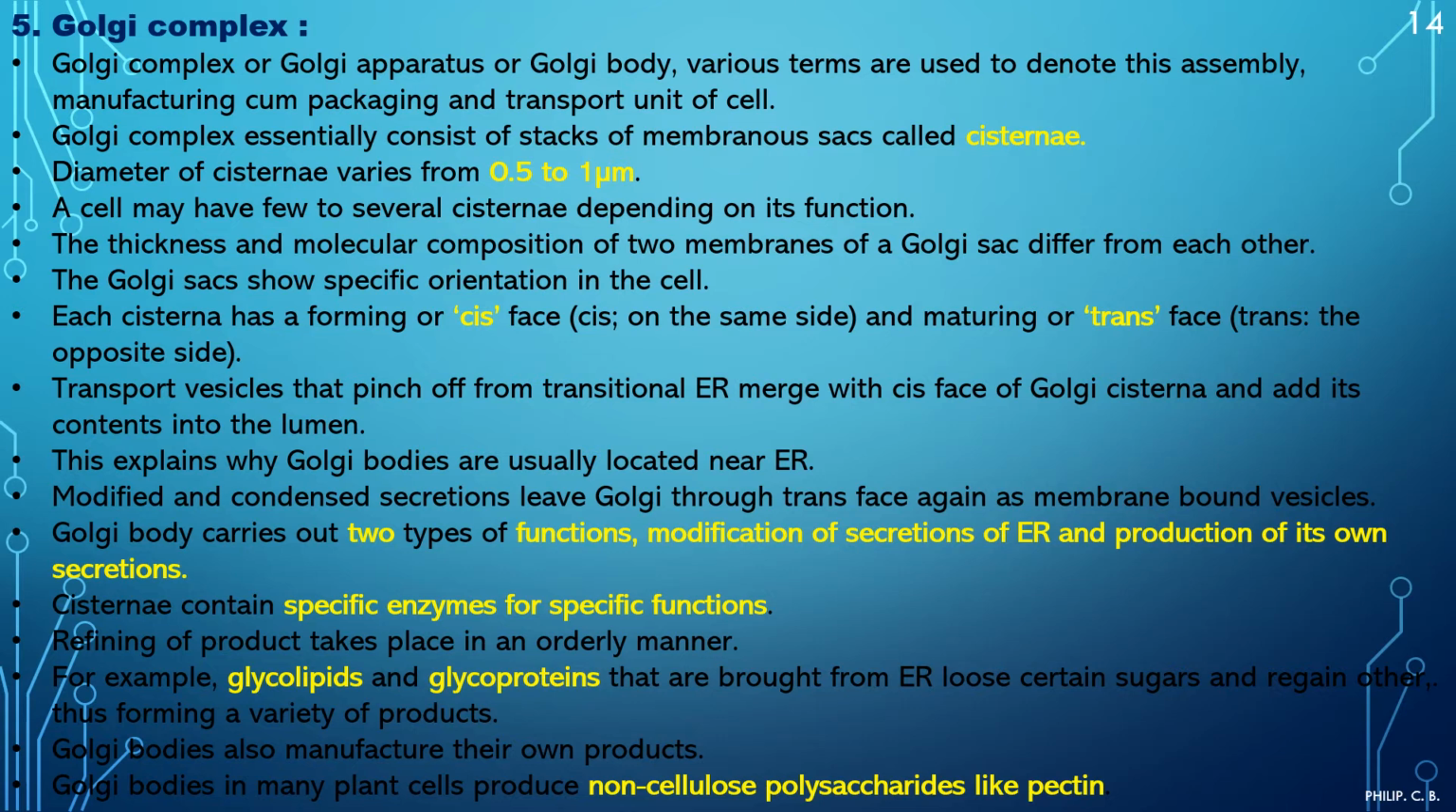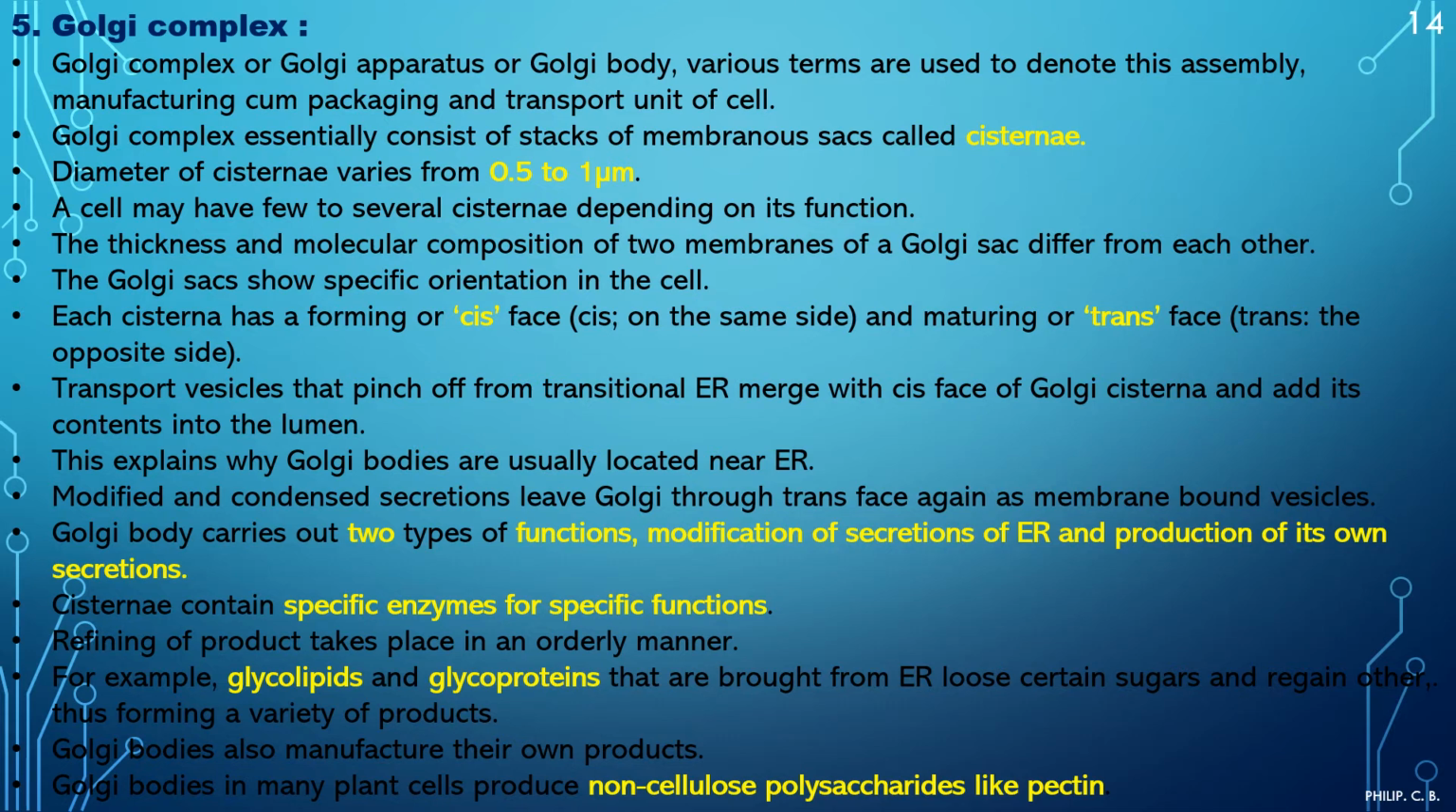The Golgi body carries out two types of functions. So two functions, which are those? Modification of secretions of the ER and production of its own secretion. So it modifies whatever secretion is made by the endoplasmic reticulum, and it also has its own secretion. So the cisterna contains specific enzymes for specific functions.